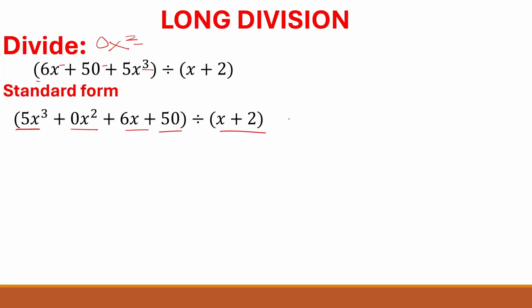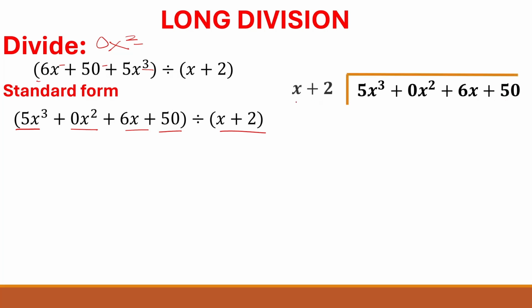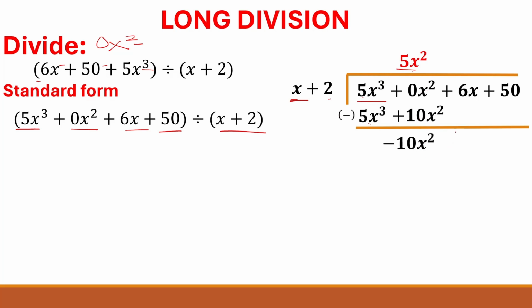Okay. So we can now write this in this form. 5x cubed plus 0x squared plus 6x plus 50 divided by x plus 2. So 5x cubed divided by x, so that is 5x squared. 5x squared times x, you have 5x cubed. 5x squared times 2, so you have plus 10x squared. Then subtract. 5x cubed minus 5x cubed, so 0 na. 0 minus 10, so that is negative 10x squared. Bring down plus 6x plus 50.